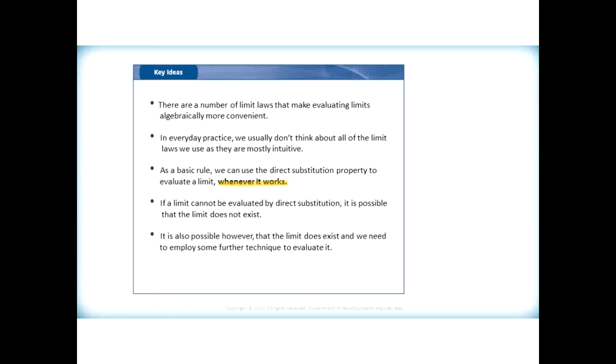And the second last one here says, if a limit cannot be evaluated by direct substitution, it's possible that it does not exist. And the last one says, it is also possible that it might exist. So we have to employ some further technique to evaluate it.